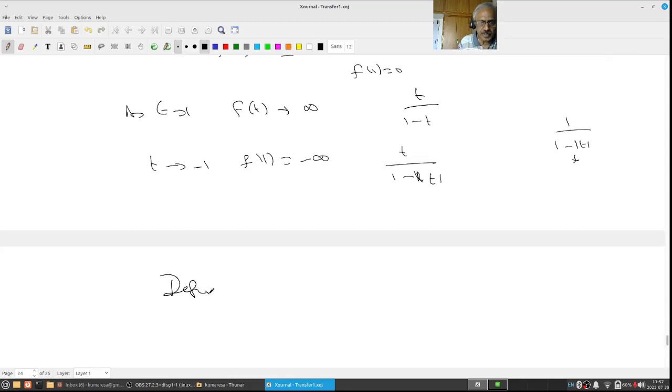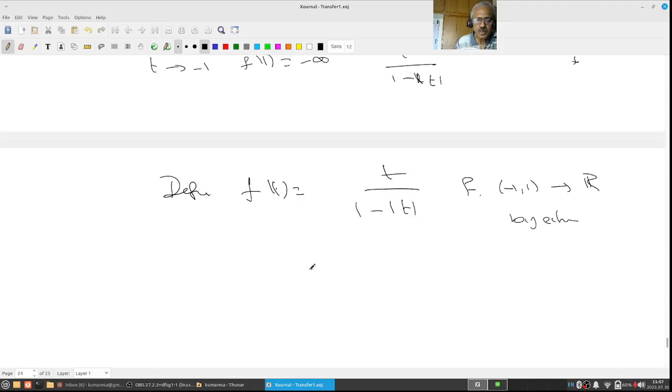So we define f of t equal to t by 1 minus mod t. Then f from minus 1 to plus 1 to R is a bijection. Pause, review, proceed.